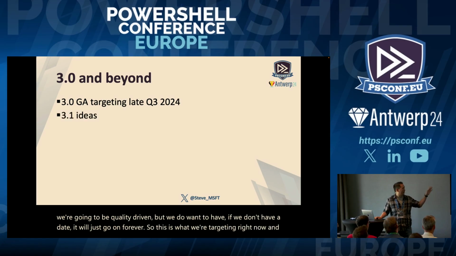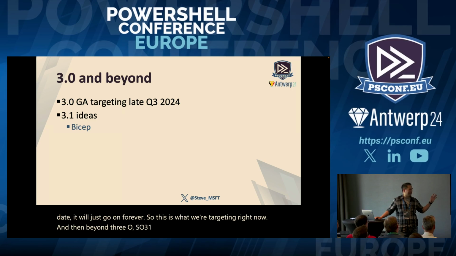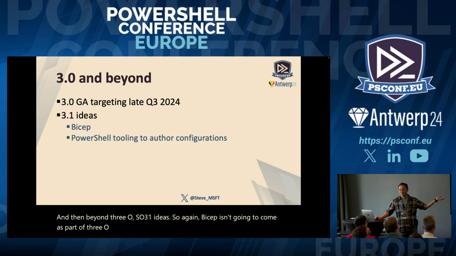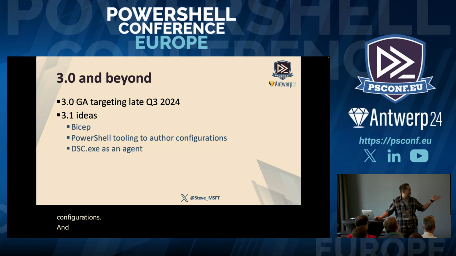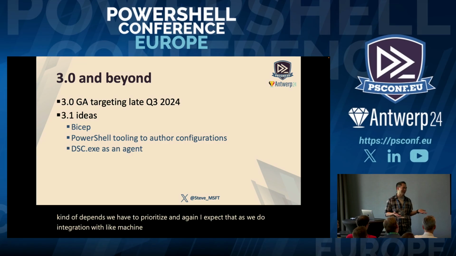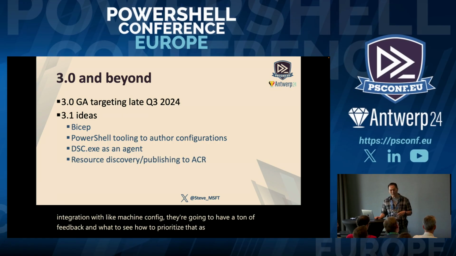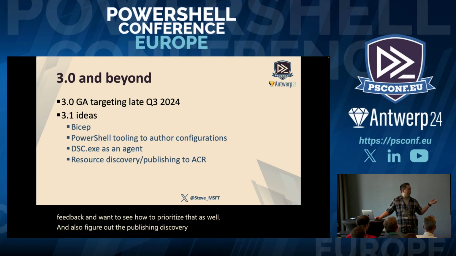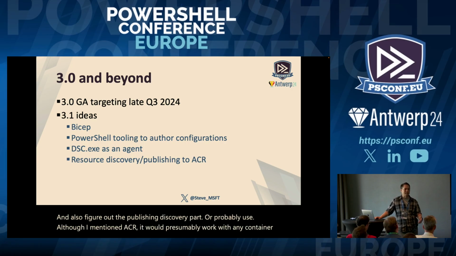And then beyond 3.0, so 3.1 ideas. Again, Bicep isn't going to come as part of 3.0. I mentioned the PowerShell tooling for authoring configurations, and DSC as an agent is potentially all showing up in 3.1. Again, it kind of depends. We have to prioritize, and I expect that as we do integration with machine config, they're going to have a ton of feedback, and we'll have to see how to prioritize that as well. And also figure out the publishing and discovery part. It will probably use, although I mentioned ACR, it would presumably work with any container registry or ORAS type of solution.